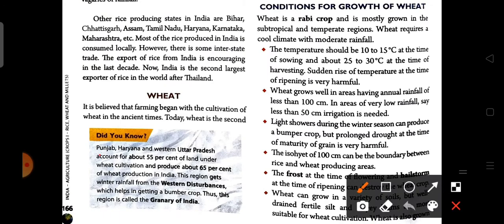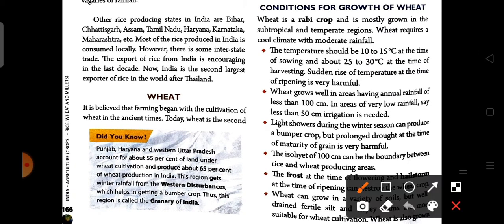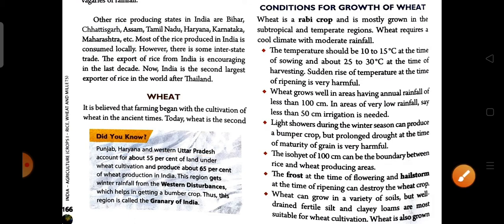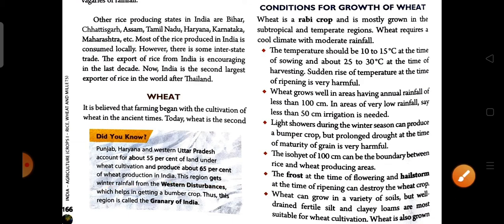Here we see that Punjab, Haryana, and Western Uttar Pradesh account for more than 55% of the land under wheat cultivation and produce about 65% of the wheat production in India. The maximum part of wheat production occurs in this region. How does this region get this amount of growth? This region receives winter rainfall from the western disturbance. What is the western disturbance?